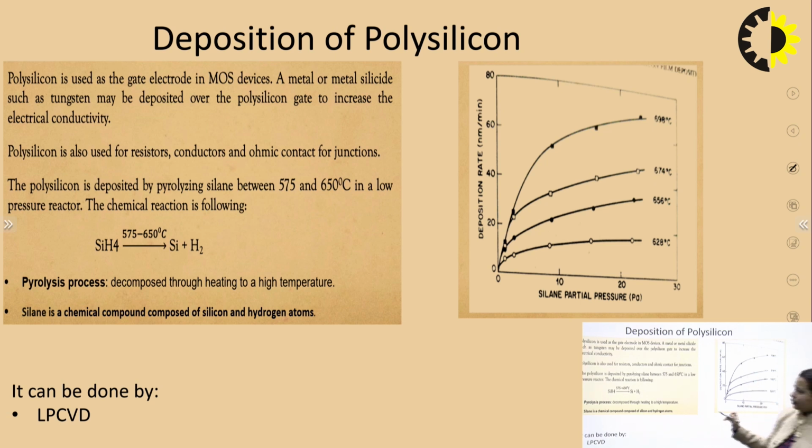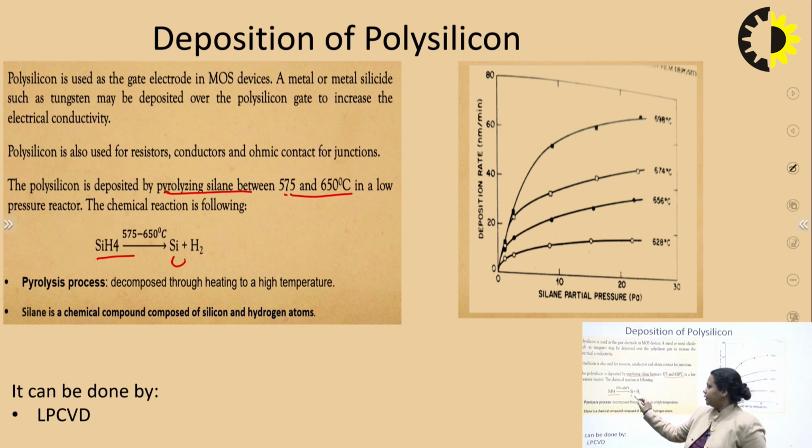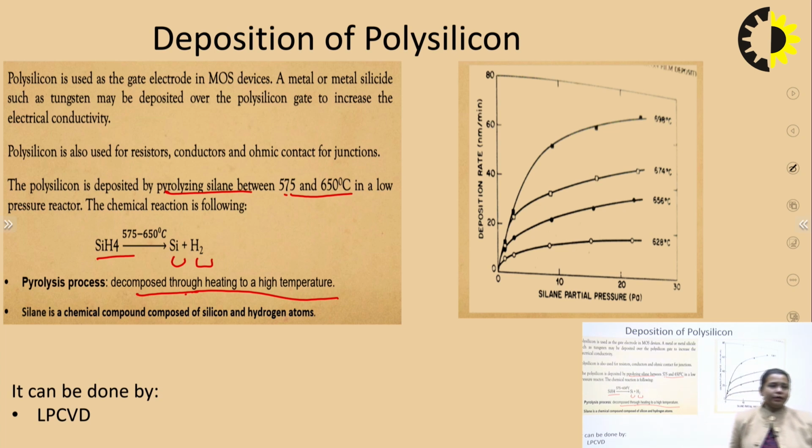So in this, what is happening basically, you have heard about silane, SiH4. This SiH4 is heated, and this process is basically pyrolyzing silane between 575 to 650 degrees Celsius in a low pressure reactor. This will create silicon and H2. Silicon and H2 will get released. The pyrolysis process basically decomposes through heating at high temperature. So when we heat silane at a certain temperature, it gives Si and hydrogen. So this is basically the deposition of polysilicon.